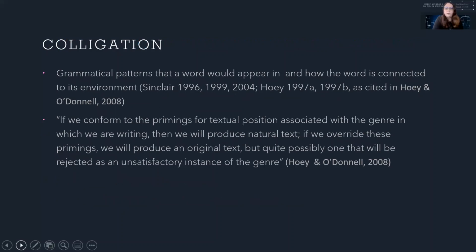Okay, so first I'm going to talk about what colligations are, and then we're going to go over some examples together. So colligations are grammatical patterns that show how a word is connected to its environment. Quite often we understand that there's a priming associated with a specific genre to produce a natural sounding text. When you don't use these primings to produce original text, it might not be grammatically wrong, but it's going to sound weird to a native speaker.